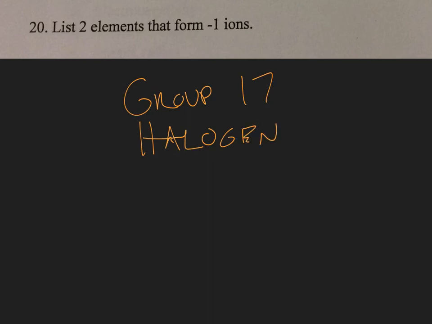Two elements that form -1, that's going to be group 17, which are called the halogens. And the halogens are fluorine, chlorine, bromine, iodine, and astatine. Any two of those.